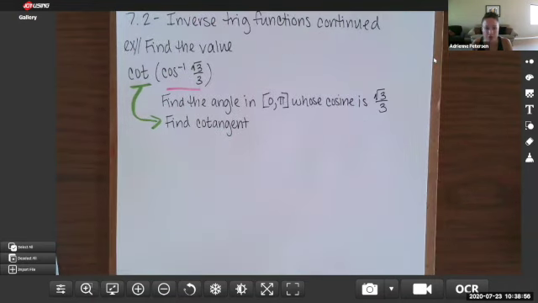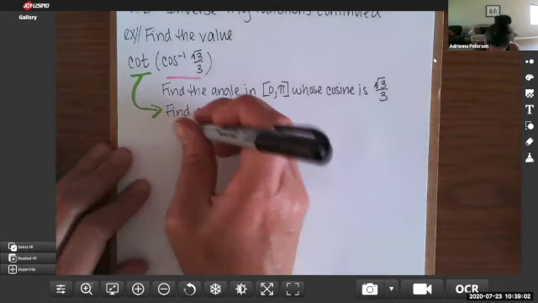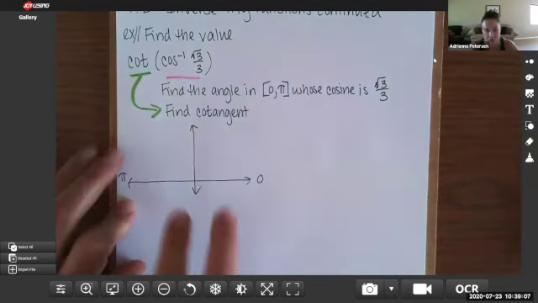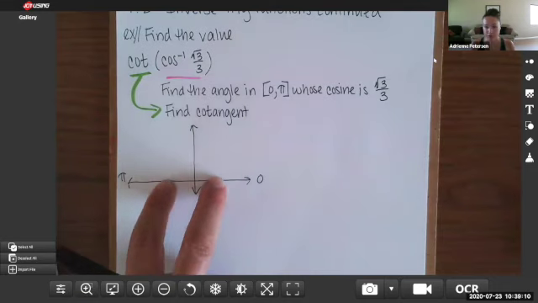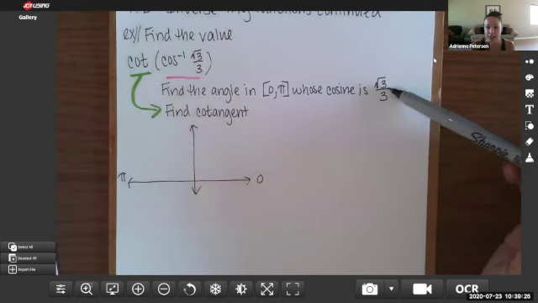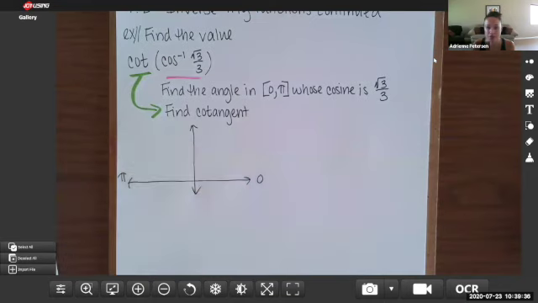Okay, so let's draw a picture. Our first step here, we want to find the angle in 0 to pi whose cosine is root 3 over 3. Drawing a picture, we first need to determine whether that angle should be in quadrant 1 or quadrant 2. The way we determine what quadrant our angle is in is based on that value being positive or negative. So we're looking for the angle whose cosine is positive root 3 over 3. If cosine is positive root 3 over 3, what quadrant should I put my angle in? Quadrant 1 or quadrant 2? Type it into chat there.